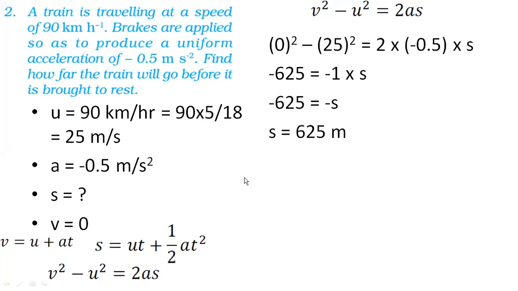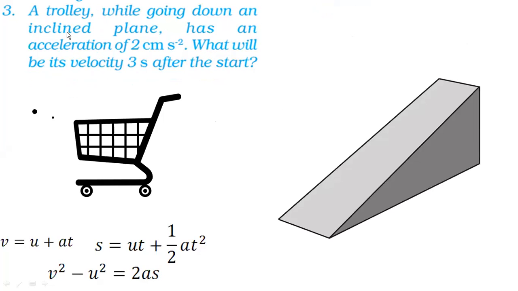Now let us go for the third question. Now third question is, a trolley while going down an inclined plane. Okay, we'll read it slowly what they're saying. A trolley. Trolley means what? That is available in the market, in which we put the products and buy. Something like suppose More or Big Bazaar, something like that.